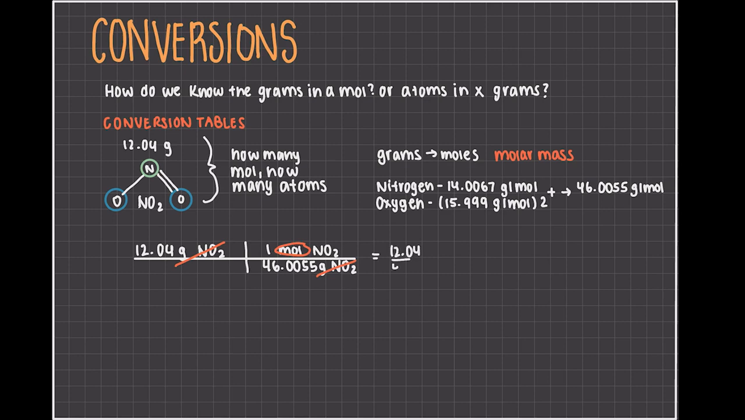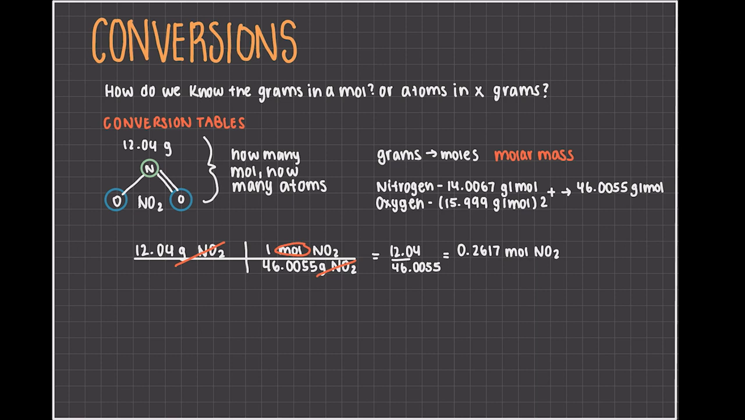This leads us to 12.04 divided by 46, which gives us 0.2617 moles. The only reason it ends up in moles is because the grams of NO2 both cancel when it's divided out, and we're left with moles on the top.